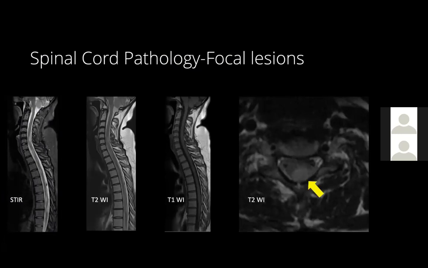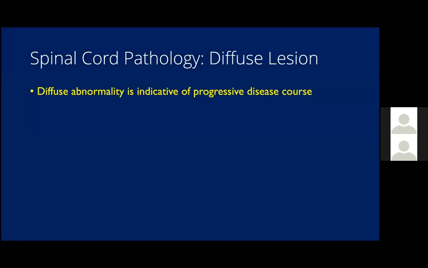Such as this lesion, you can see it is involving the posterior spinal cord, an eccentric lesion involving both gray matter and white matter. Here you can see multiple small, short segment lesions in the spinal cord. And then we can also find diffuse abnormality later in the disease, which is indicative of progressive disease.